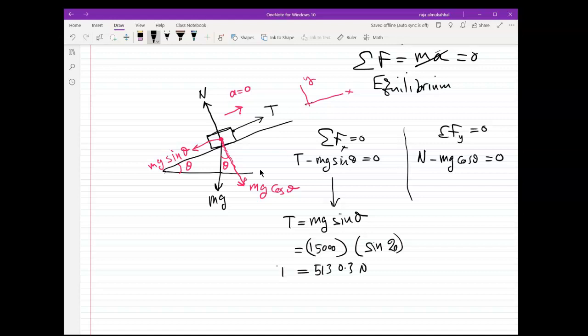5,130.3 Newton. There we go. That's how much tension the tow truck needs to pull the car in order to have it move with constant speed. Now, for the sake of completing the problem, what is the normal?